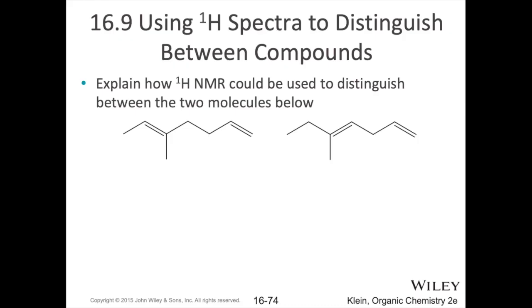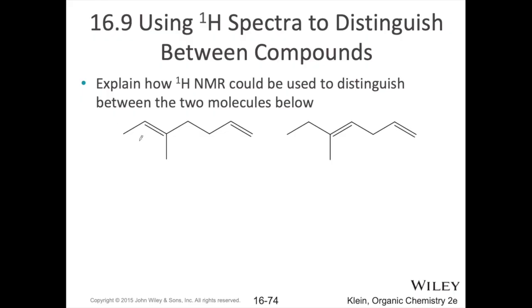If you're not sure where to begin on this problem, my advice is to start just identifying the numbers of hydrogens that are equivalent and the splitting patterns for each set of hydrogens. Don't even worry about chemical shifts. Just the splitting pattern and the number of signals alone should probably be enough to distinguish these two molecules. All right, so let's try drawing this out.